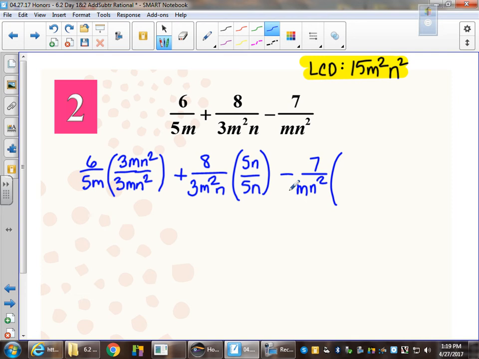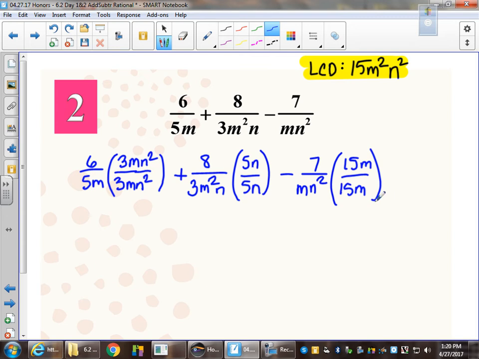There's no, well, 1 is a coefficient, so I'll have to multiply by 15. There's a single m. I need 2 of them, so 15m. And then here, I already have n squared, so I'm all set. Notice how I haven't actually multiplied anything yet. I took one whole step to just establish what I need to multiply each of these fractions by.